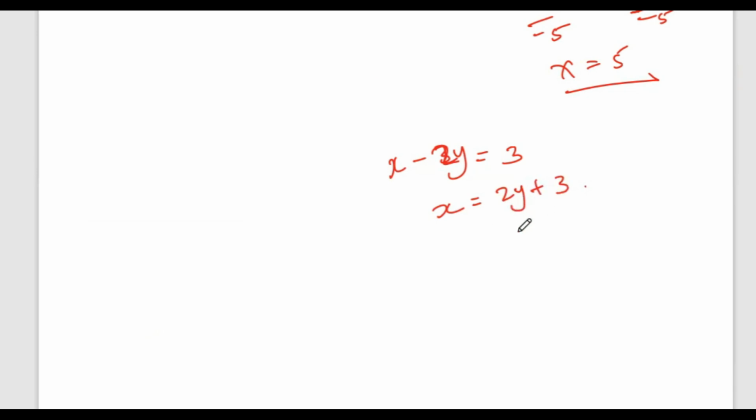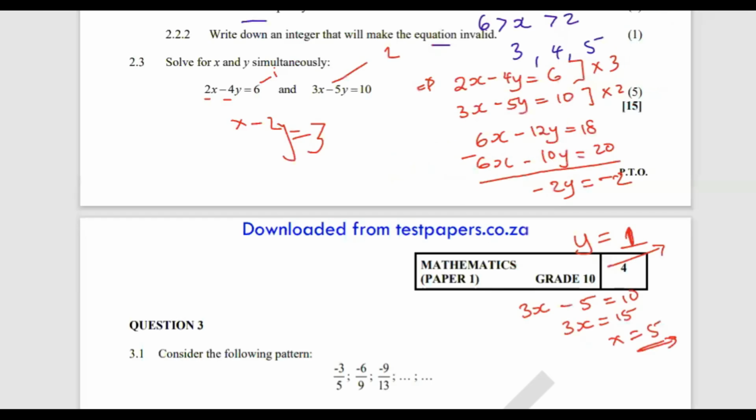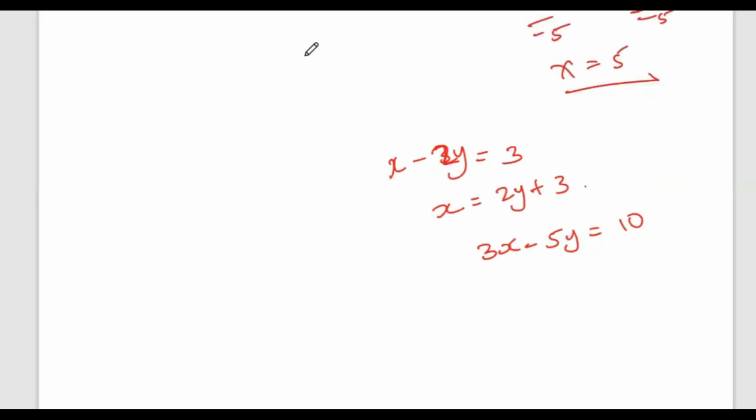And now I have to substitute into 3x. It was a minus 5y, guys. 3x minus 5y is equal to 10. Let's just confirm: 3x minus 5y is 10. So if this was equation star, this is equation number 2. Where there is x, we just replace it with that.